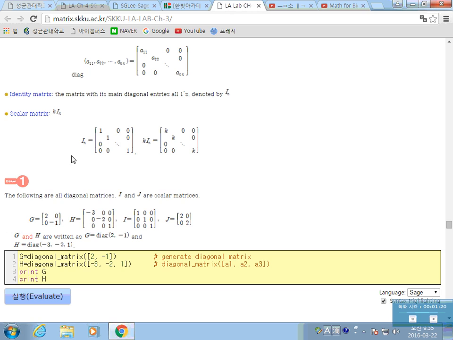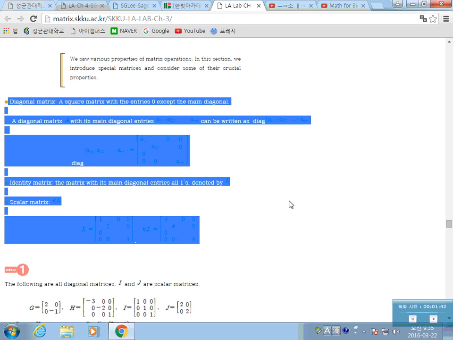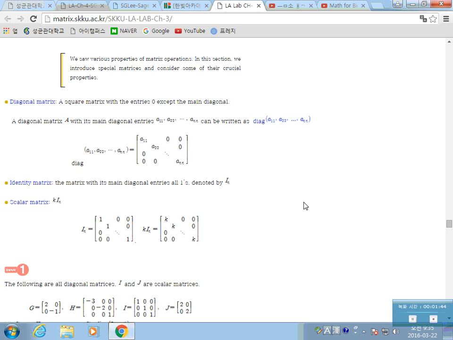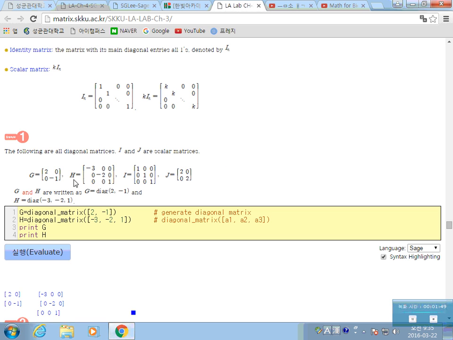Identity matrix is a special case of a diagonal matrix whose main diagonal entries are all 1. So we write the identity matrix as I_n like this. This is an n by n diagonal matrix. And a scalar matrix is just a scalar multiple of the identity matrix. These all three are examples of diagonal matrices. Scalar matrix has a nice property as well. The following are all diagonal matrices. This is an identity matrix and this is a scalar matrix.